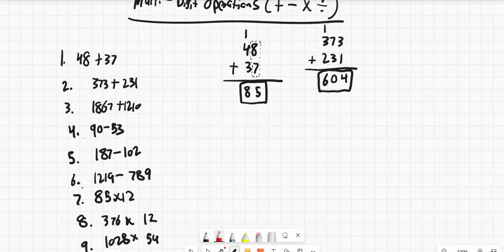Okay. Number 3, the final addition problem for today, is 1,867 plus 1,210. Once again, we move from right to left. 7 plus 0 is 7. 6 plus 1 is 7. 8 plus 2 is 10, but just put down the 0 and bring that 1 to the next column. Finally, we do 1 plus 1 plus 1, which is 3.